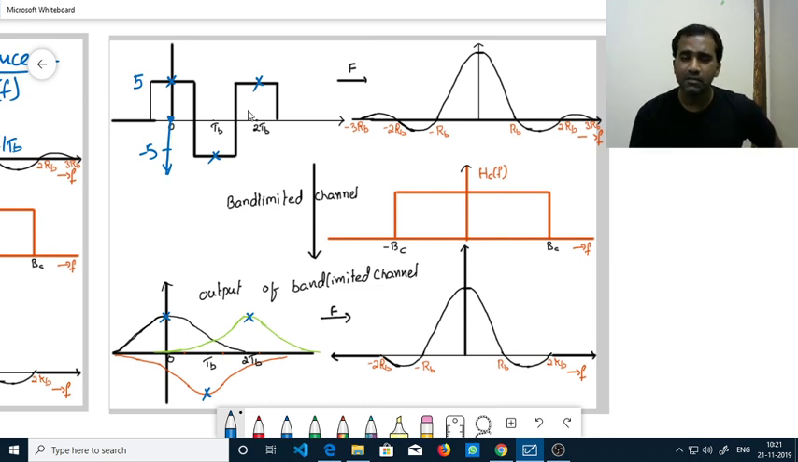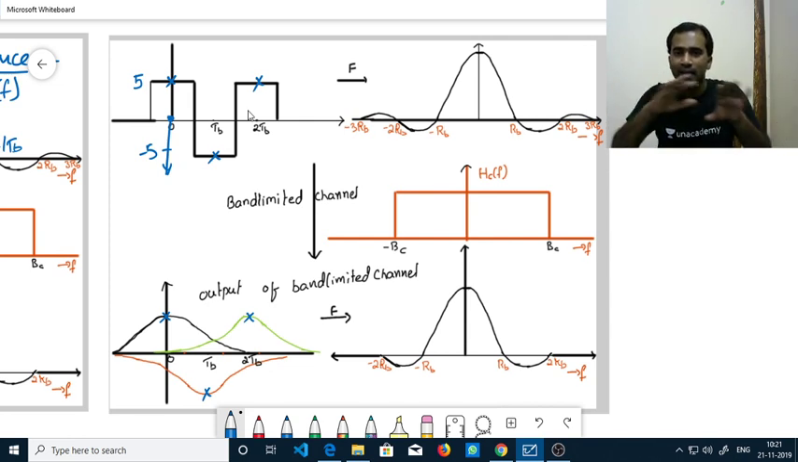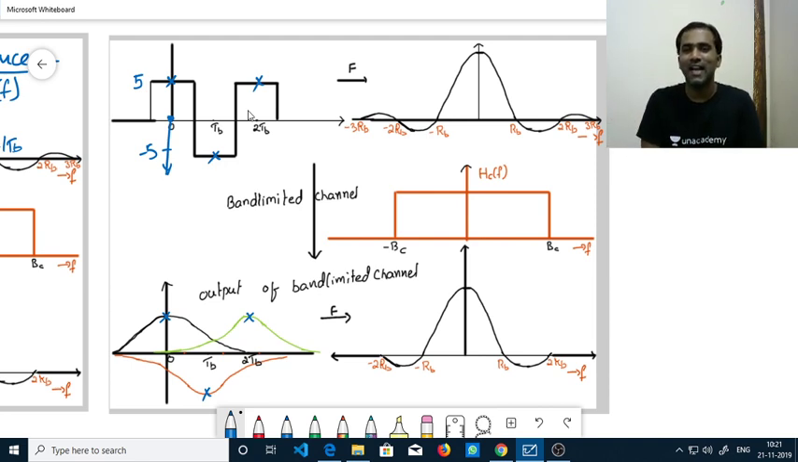Now, if you observe, since the high frequencies are cut off, the rectangle has spread out. The rectangle has become smooth and it has become wider. If the rectangle has become wider, one pulse will interfere with the next pulse. This interference is what we call intersymbol interference. So interference of one pulse with the next pulse is what we call intersymbol interference.